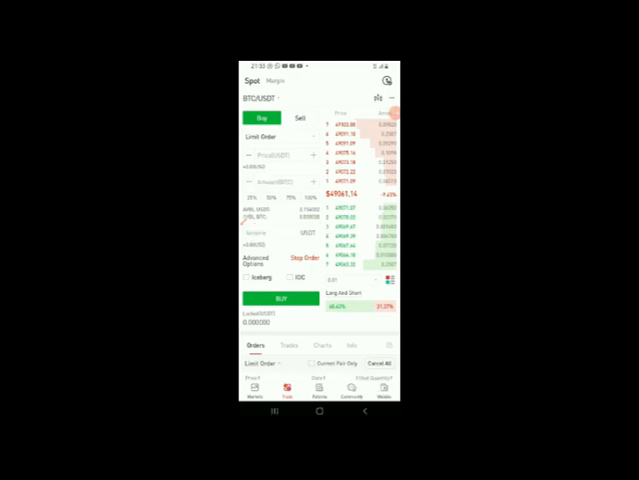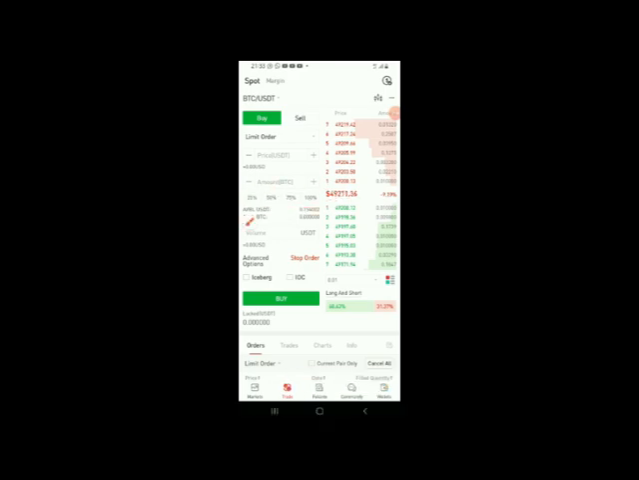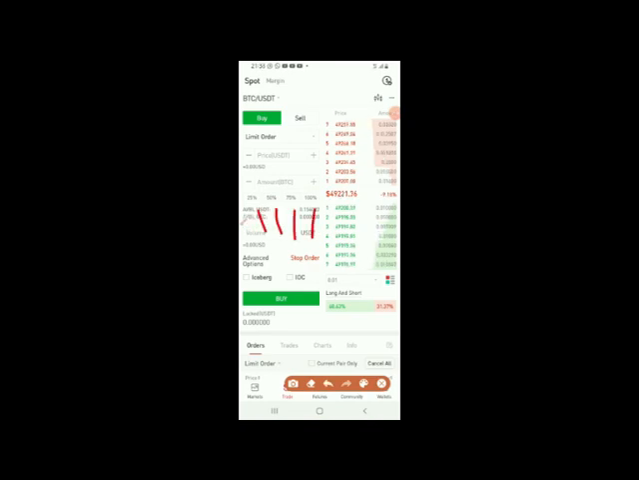Then after that, if you don't want to write here in USDT or in Bitcoin, and you want to go by percentages, you can simply select. We have 25%, 50%, 75% and 100%. These percentages are talking about your total money in your USDT account.